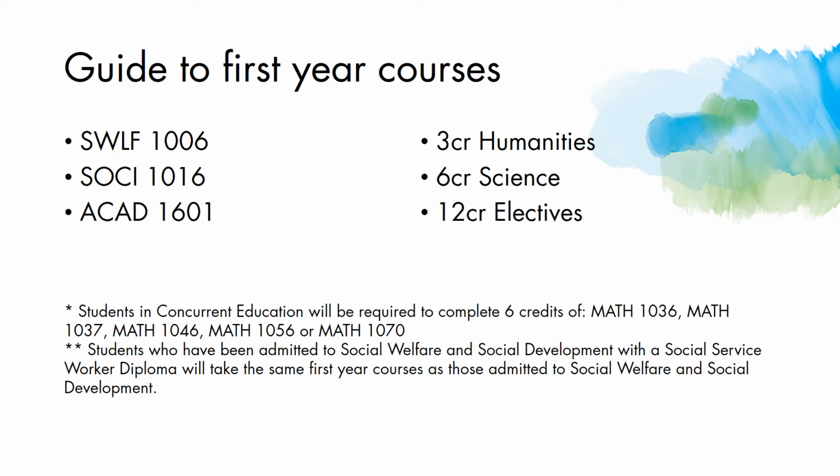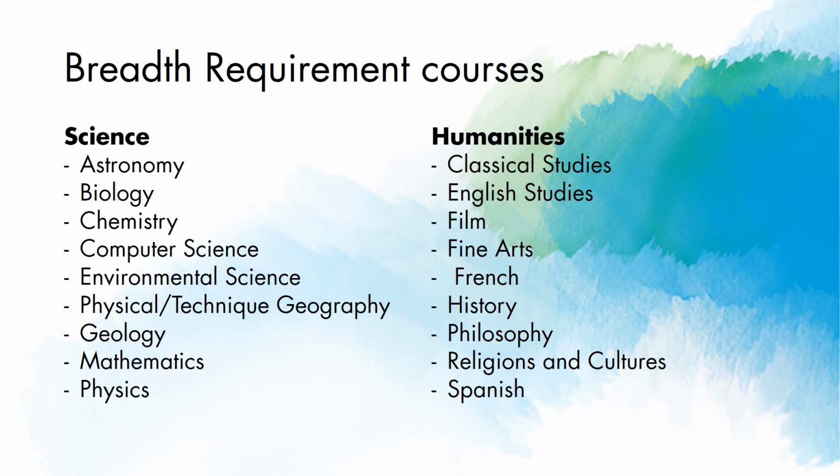For those admitted to social welfare with a social service diploma, you will be taking the same first-year courses. You can also find this information at www.nipissingU.ca/NSO under the course selection tab, as we saw within the Academic Advising's intro video in the NSO module. Courses within these course codes can be counted towards your breadth requirements of science and humanities for your degree. You can either hit pause and review them now, or they can be found on the NSO website under course selections as well.